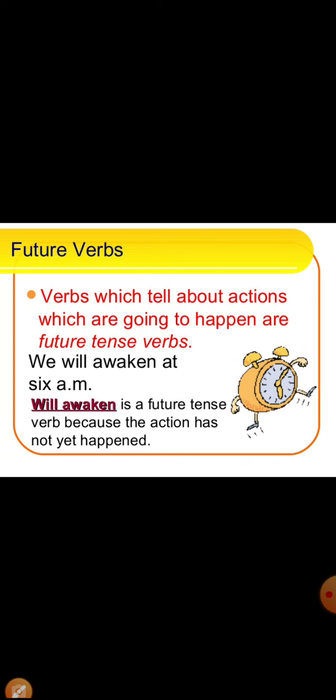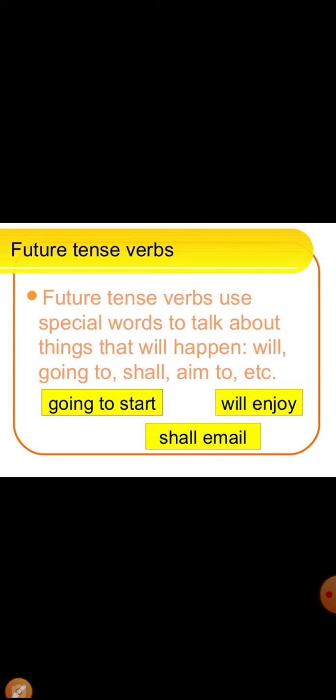Future verbs will tell you about the actions which are going to happen, which will happen in the future. We will awaken at 6 a.m. Will awaken is a future tense verb because the action has not happened. So future tense verbs use special words to talk about things that will happen, like will, going to, shall, aim to, etc.